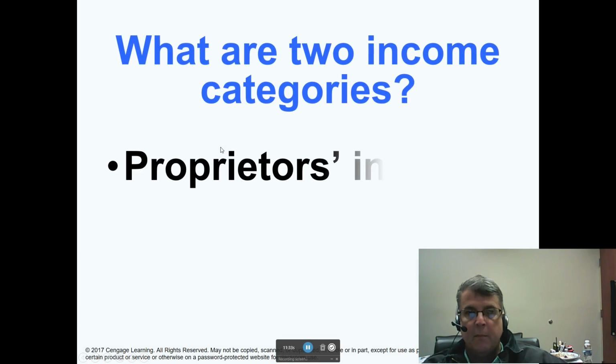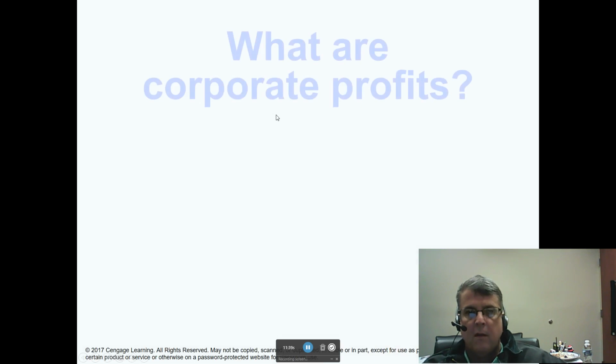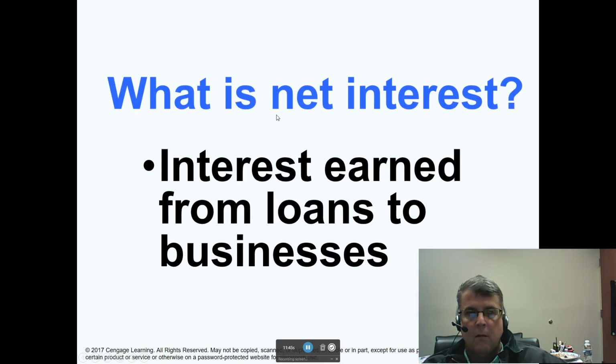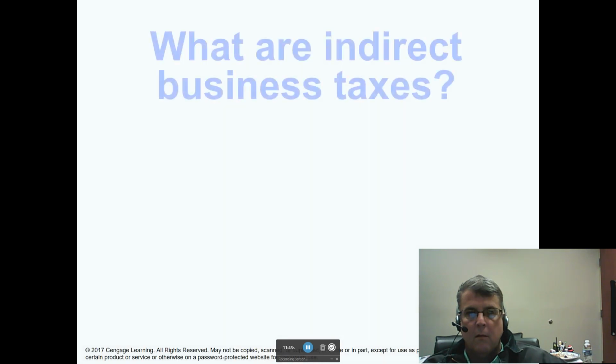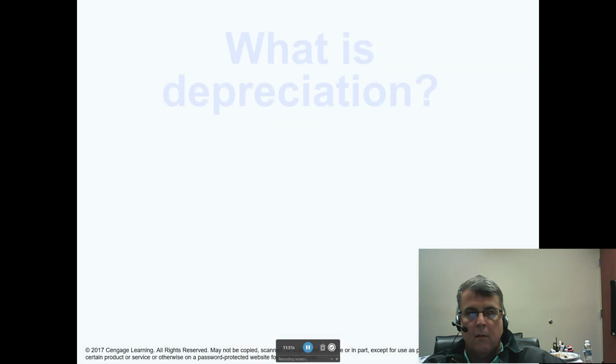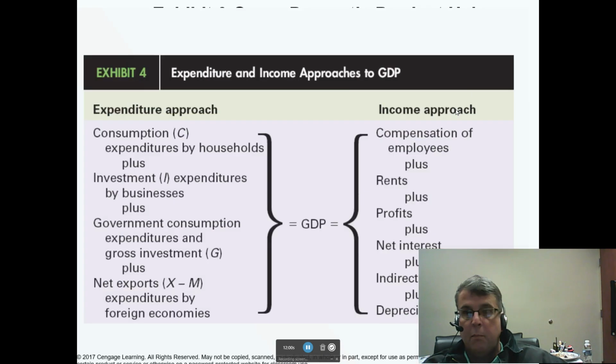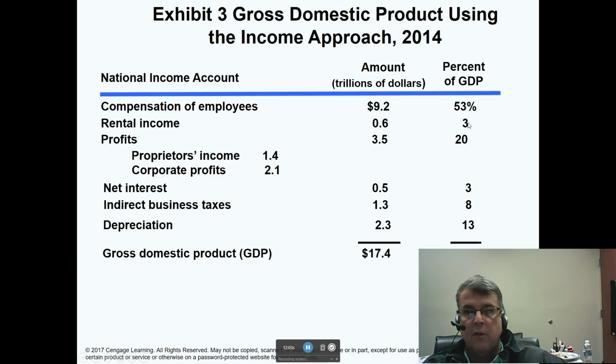The two non-income adjustments, these should be profit: proprietor's income and corporate profits. Depreciation. Okay. When we look at gross domestic product, compensation of employees is the largest portion. That's 53%. Rental, very small, 3. Profits, 20. That includes both proprietor profits and corporate profits. Net interest, again, is small, 3. Indirect business taxes, 8. Depreciation, 13.